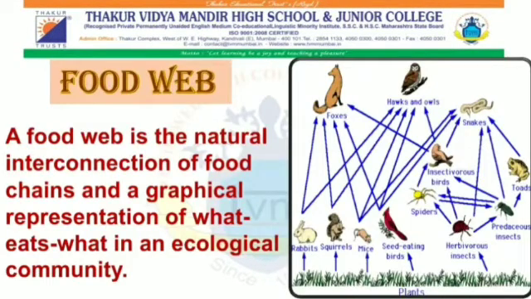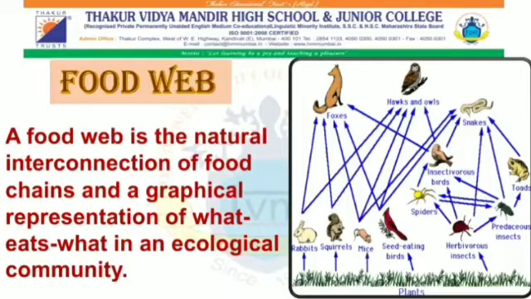Oh, look at this picture. There is an interlink of various food chains formed here. It looks like a spider's web. Yes, this is a food web. A food web is the natural interconnection of food chains and a graphical representation of what eats what in an ecological community. Ecological community means a group of two or more different species of animals found in the same area.